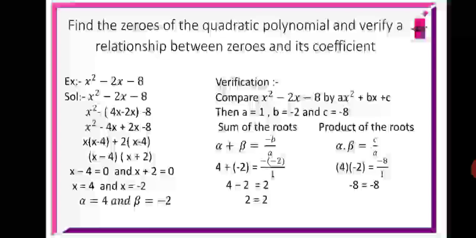Now the sum of the zeros is minus b by a, and we verify it. Here on the LHS, alpha is 4 and beta is minus 2, so the sum is 4 minus 2 equal to 2. And minus b by a is minus of minus 2, because the b value is minus 2, divided by 1. So you get 2 equal to 2. Similarly, you can verify the product of the roots, alpha into beta equal to c by a. Now the c value is minus 8 and the a value is 1. Alpha into beta is 4 into minus 2, that is minus 8 equal to minus 8.